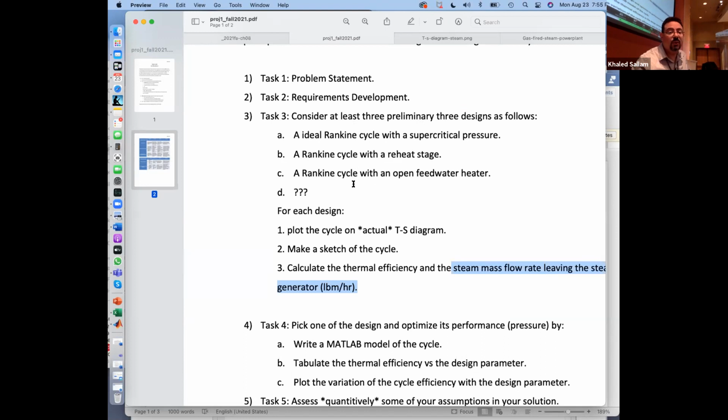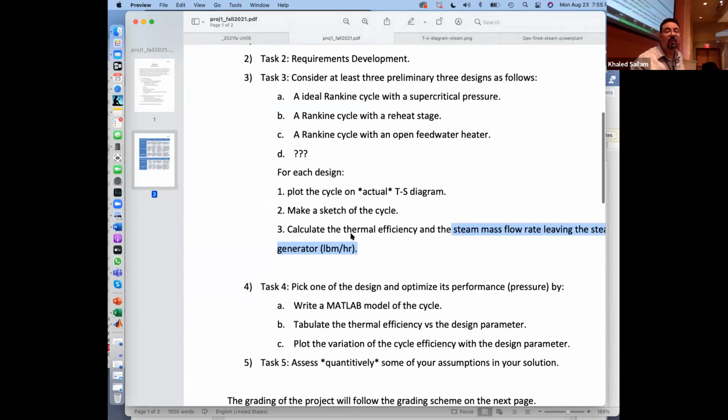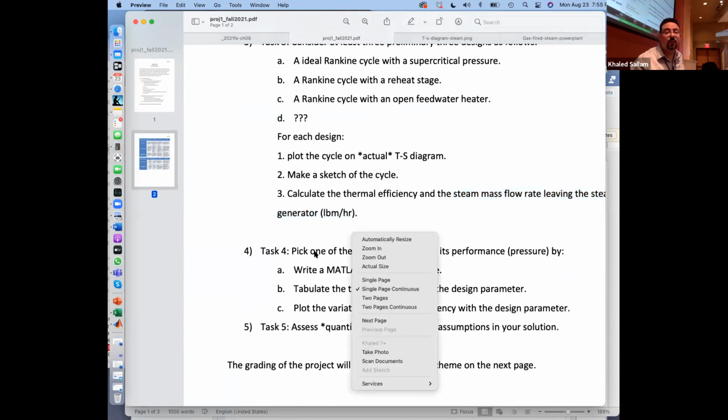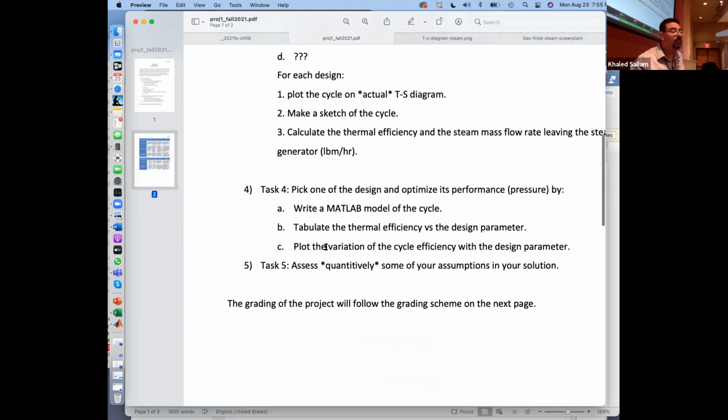And based on those, I just want you to pick your favorite. Ideally, you will also pick the one that is best. And then you make it even better. How do you make it better? In task 4, you make it better by writing that MATLAB.